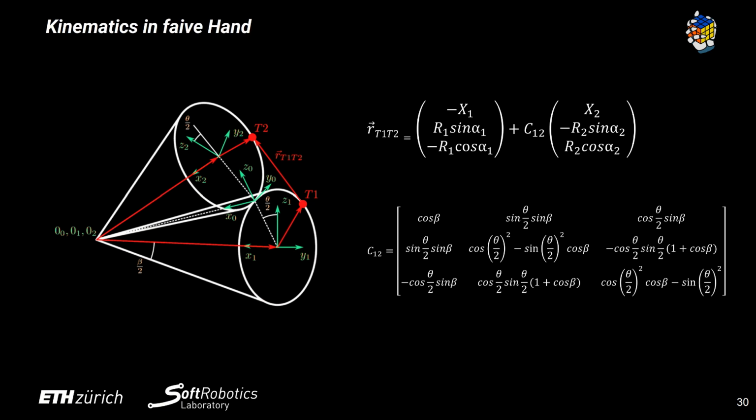In the case of a conical rolling joint, the origins of all three systems 0, 1 and 2 lie at the tip of the cones. With the same variables as in cylindrical rolling joints, the exposed tendon length is expressed as shown. The C12 here is a 3D rotation. Its equation is shown here as well, with beta as the tip angle of the cones.